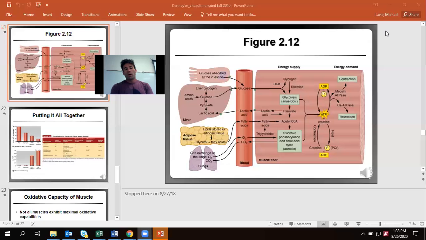Absolutely. But what about inside the cell? What can we do? We can increase the number of mitochondria.